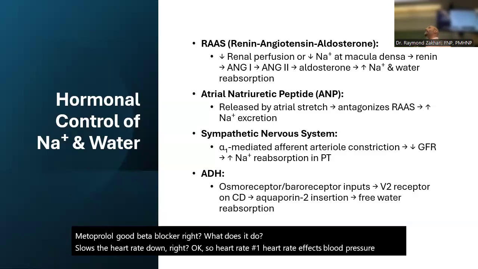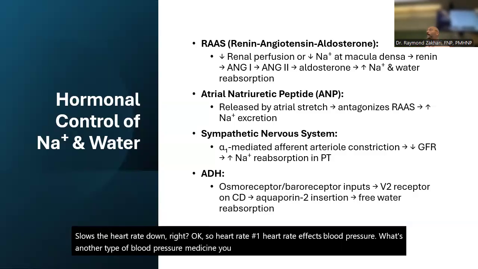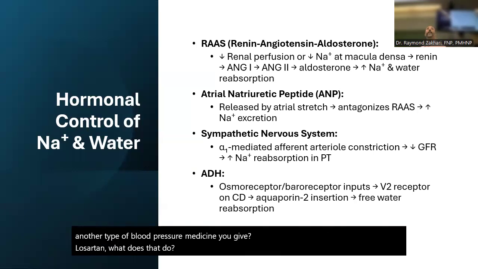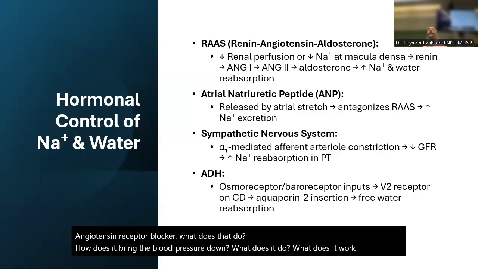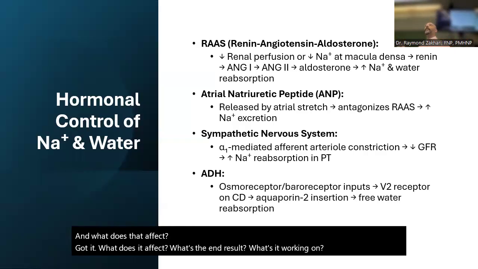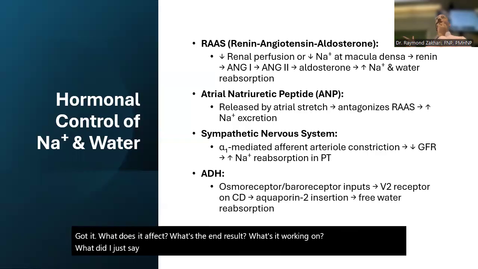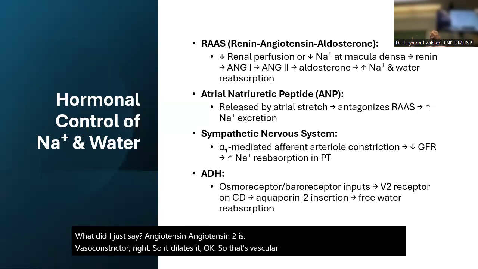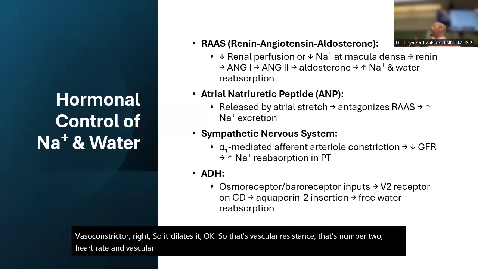What's another type of blood pressure medicine you give? Losartan. What does that do? Angiotensin receptor blocker. How does it bring the blood pressure down? What does it work on? And what does that affect? What's the end result? What did I just say angiotensin 2 is? Vasoconstrictor, right? So it dilates it. Okay, so that's vascular resistance. That's number 2. Heart rate and vascular resistance are 2 components of blood pressure.